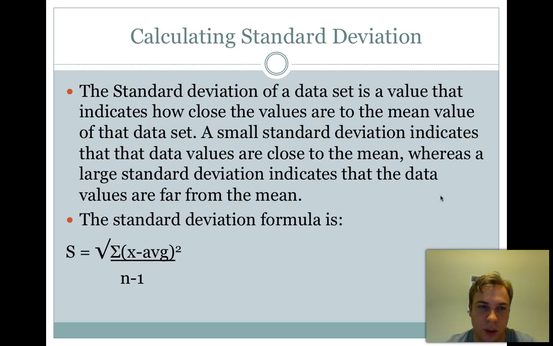Calculating standard deviation. The standard deviation of a dataset is a value that indicates how close the values are to the mean value of the dataset. A small standard deviation indicates that the data values were close to the mean, whereas a large standard deviation indicates that the data values are far from the mean. The standard deviation formula is this. Standard deviation equals the square root of the sum of x minus the average squared over the number of trials minus 1.